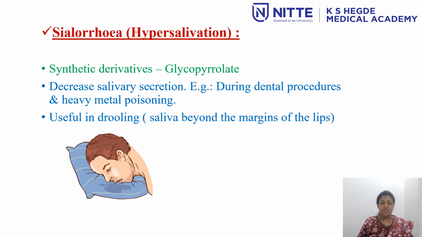In hypersalivation or sialorrhea, we usually prefer synthetic derivatives like glycopyrrolate. They can decrease the salivary secretion, especially during dental procedures and heavy metal poisonings. They are usually useful in drooling, and they can also be used in Parkinsonism patients.